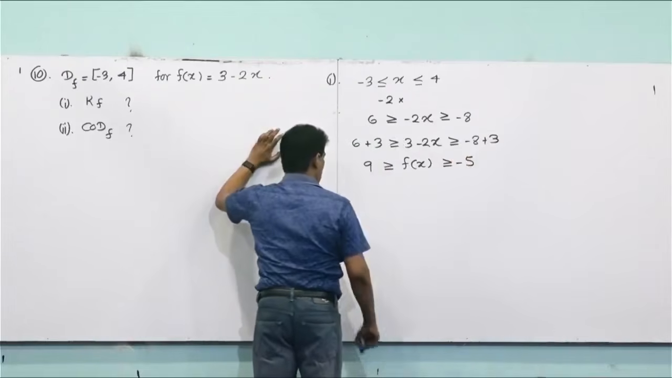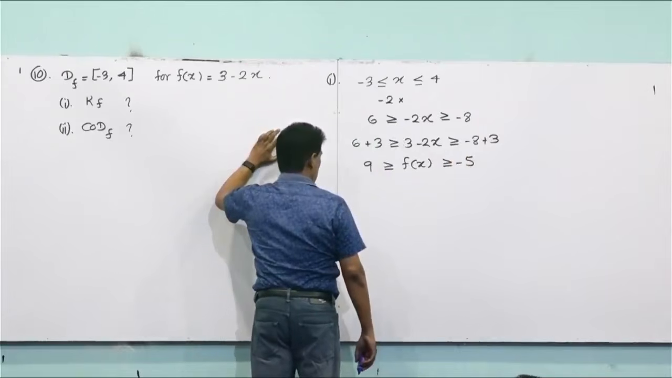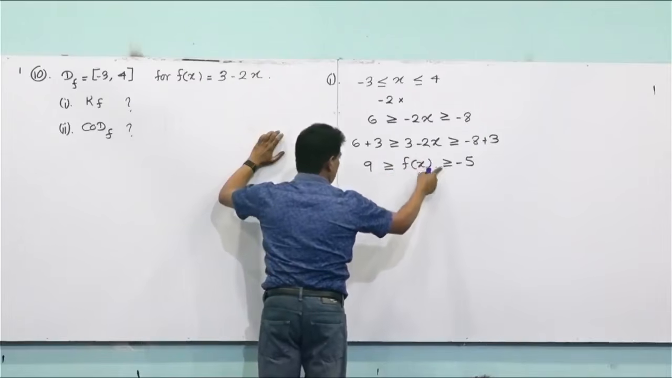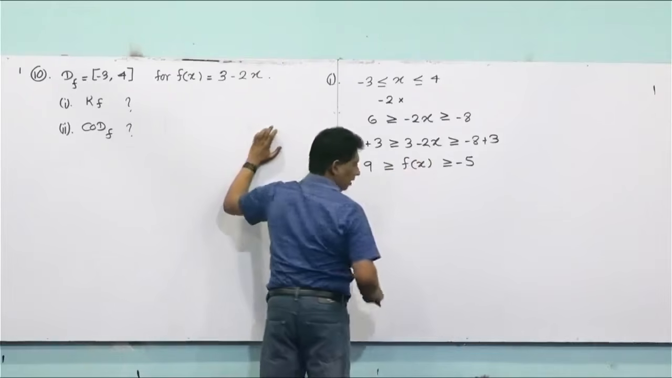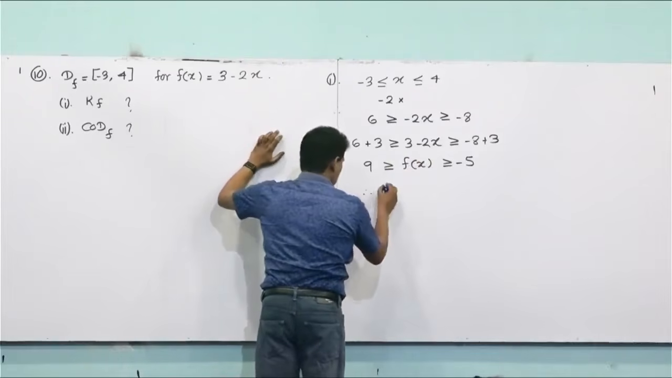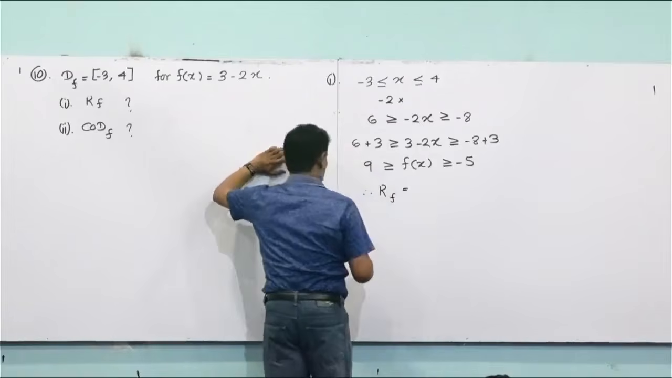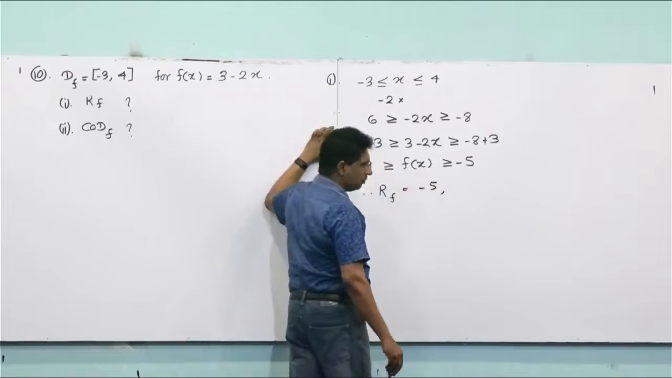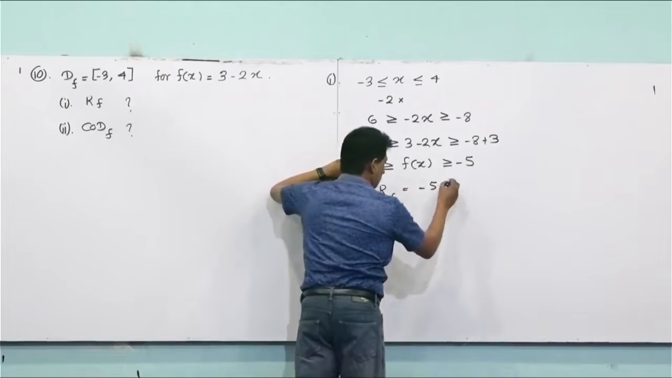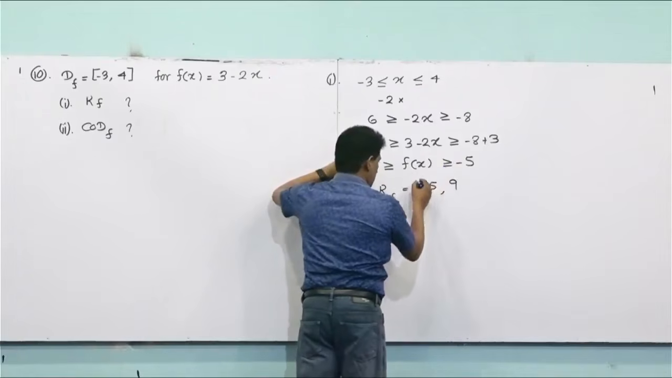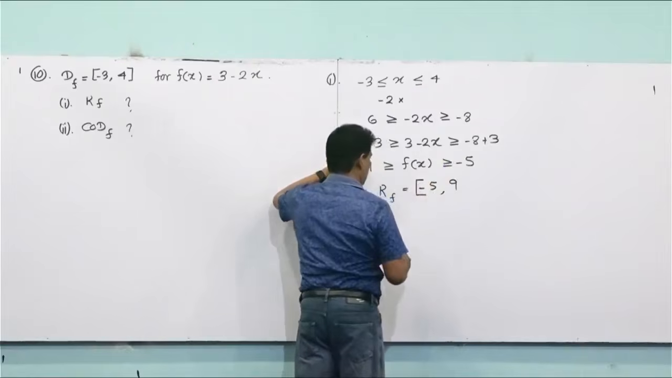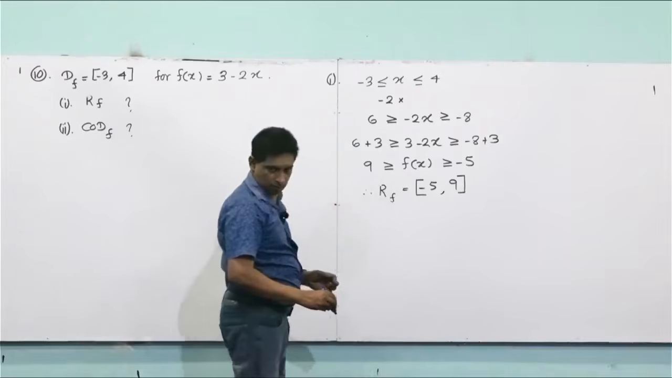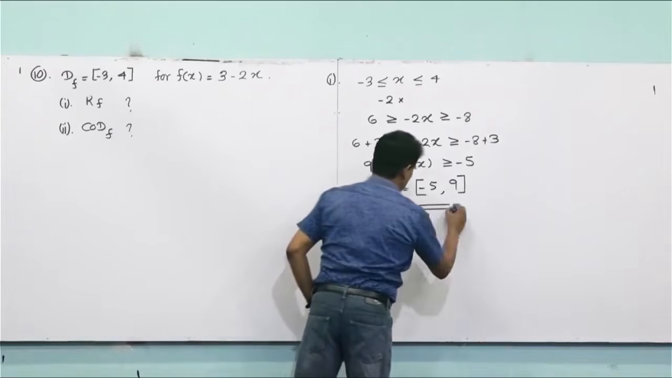This is f(x). That means the image can take minus 5, positive 9, and in between minus 5 to positive 9 any value. So we can write the range, Rf. We have to write the small value first, minus 5, after the comma the large value 9. As minus 5 is included, we put a square bracket here. As 9 is also included, we put a square bracket here also, right? So this is the range of the function.